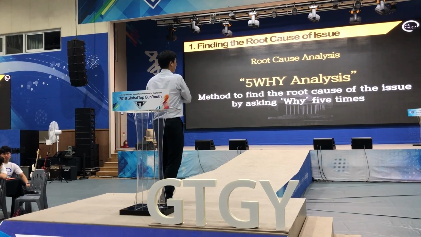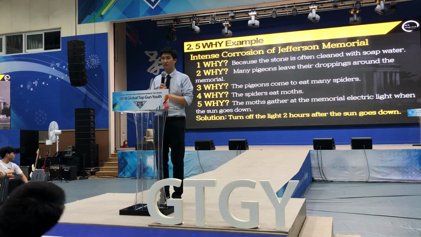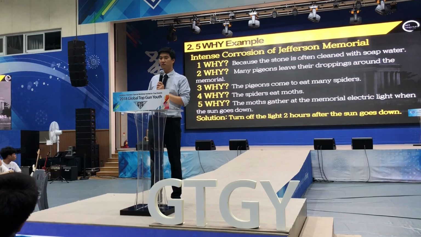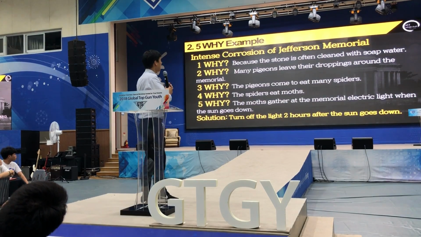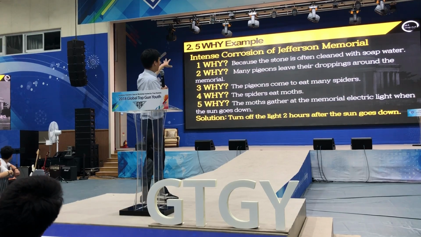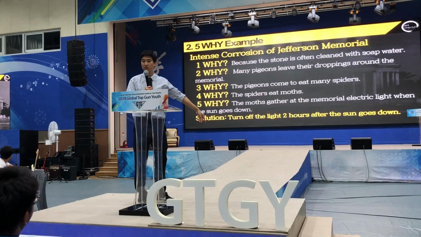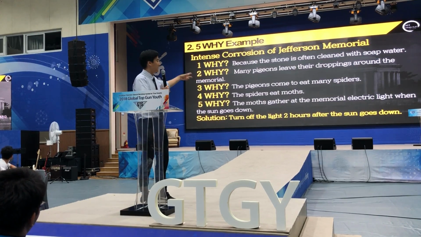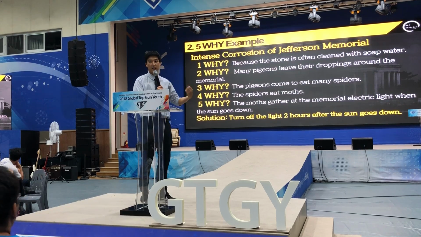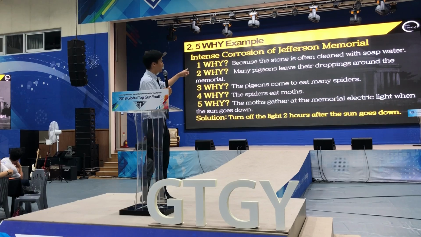But here's the example. So this is an actual case study. Jefferson Memorial. It's a memorial. Okay. The first problem was intense corrosion of Jefferson Memorial. They asked why. Why is there intense corrosion? Because the stone is often cleaned with soap water. They clean it very often. Why do we clean it so often? It's because many pigeons poop on it.